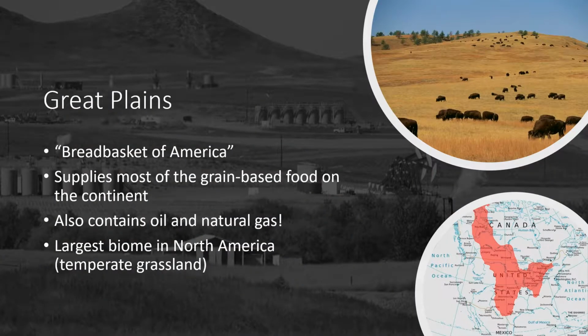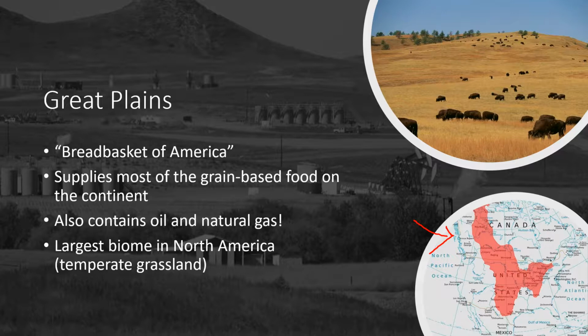The Great Plains are the second region we'll look at. If you look at the map down here in the bottom right-hand corner, you have the general area that the Great Plains covers. We consider the Great Plains the breadbasket of America because it is home to most of North America's agriculture. So any grain-based food, corn being a predominant one, is grown here in the center of the country.